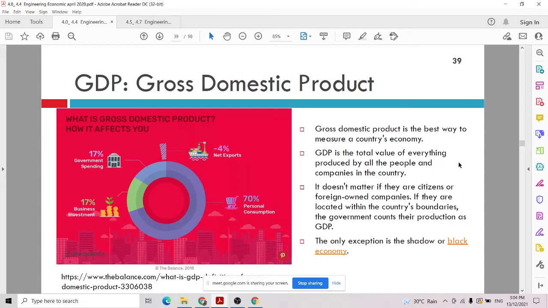So what is a GDP, gross domestic product? GDP is the best way to measure the country's economy. GDP is the total value of everything produced by all of the people in the country. Everything inside the nation that they are producing, we call it gross domestic product. It doesn't matter if it is a citizen or a foreign-owned company, as long as they operate within that country. So that output we call GDP, gross domestic product.